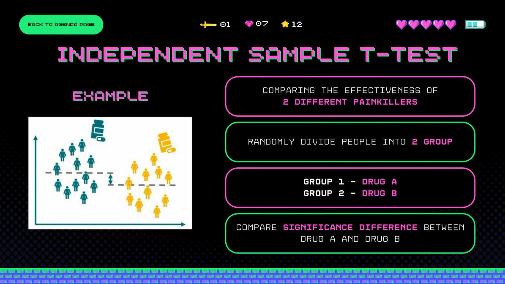Examples of independent t-tests are comparing the effectiveness of 2 different painkillers. A group of random people are randomly divided into 2 groups that are completely independent. Group 1 is given drug A and Group 2 is given drug B. Notice that the 2 groups are given different drugs, and they are also not related in any way. The result would be obtaining the average means of the effectiveness of the drug from the 2 groups and comparing it.